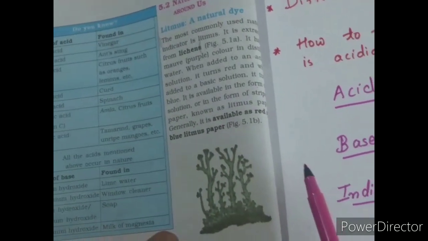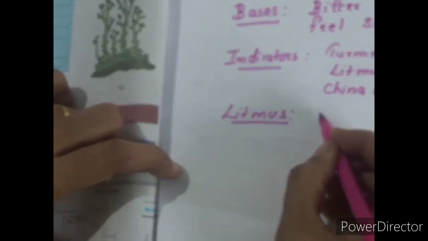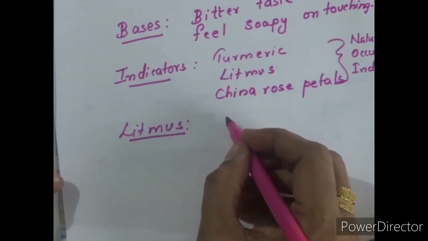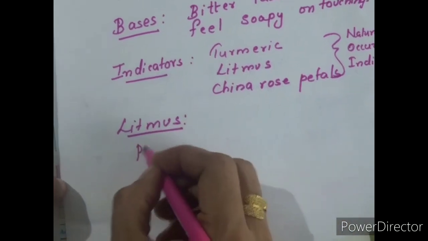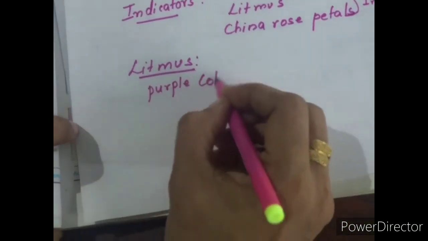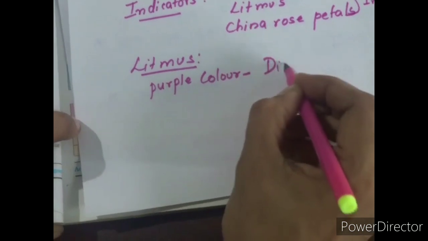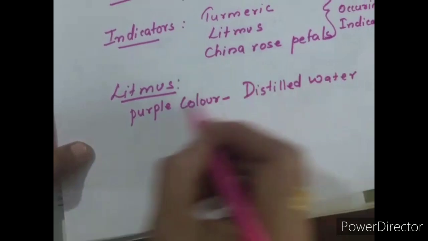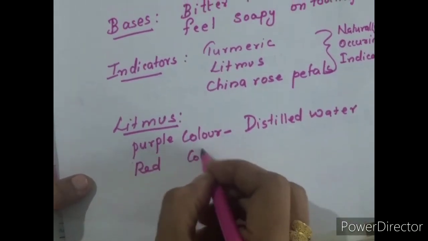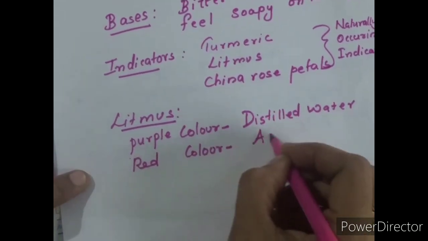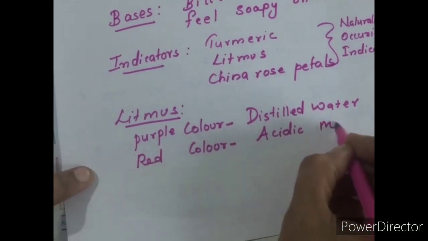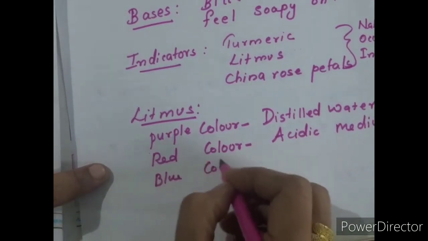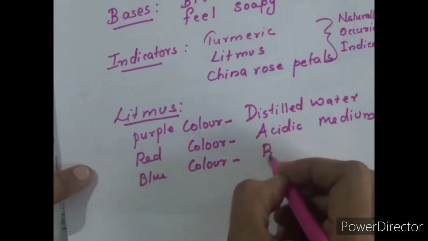Now we understood that litmus is produced from plants and it has a purple color in distilled water, red color in acidic medium, and blue color in basic medium.